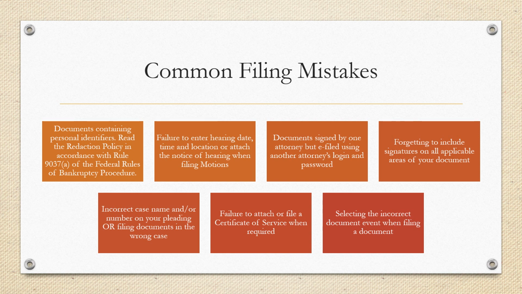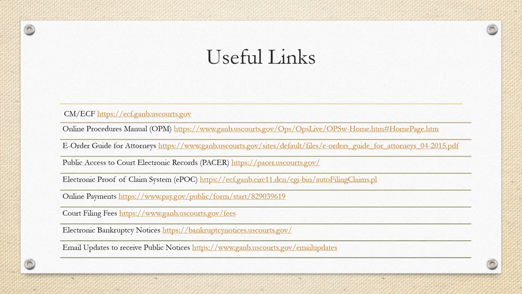Incorrect case name and/or number on your pleading or filing documents in the wrong case. Failure to attach or file a certificate of service when required. Selecting the incorrect document event when filing a document. The following screen provides various links that are beneficial to all filers. Please take the time to review and familiarize yourself with each one.